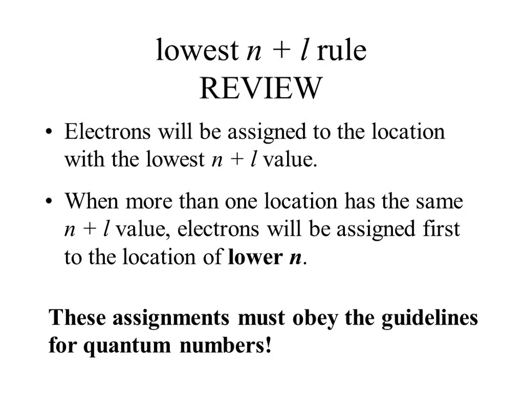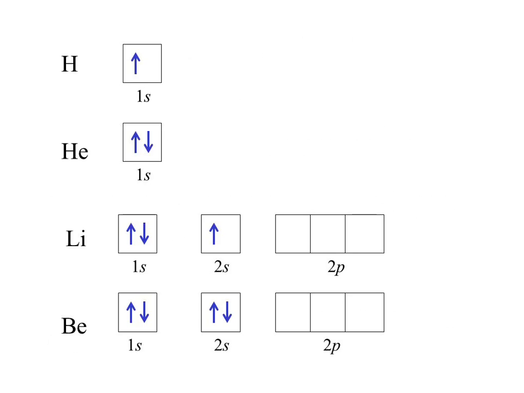And I've been telling you guys you need to cross-reference your l value. From what you remember as s, it's really l is equal to 0. From what you remember as p, it's l is equal to 1. d, l is equal to 2. f, l is equal to 3. So that's what we mean by the lowest n plus l rule.